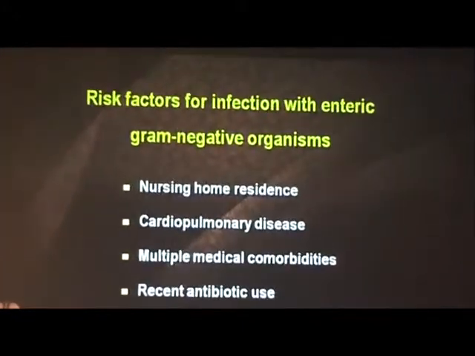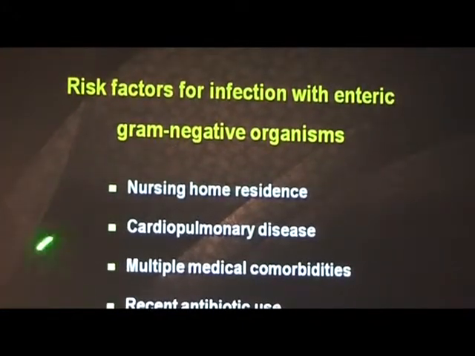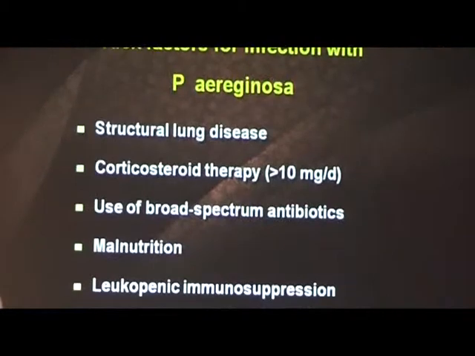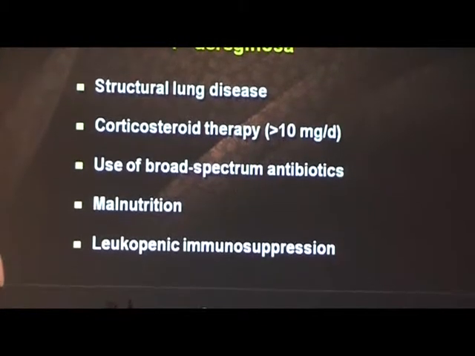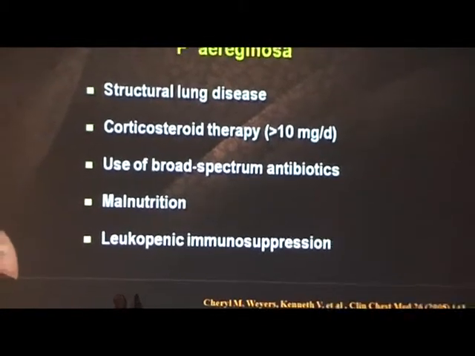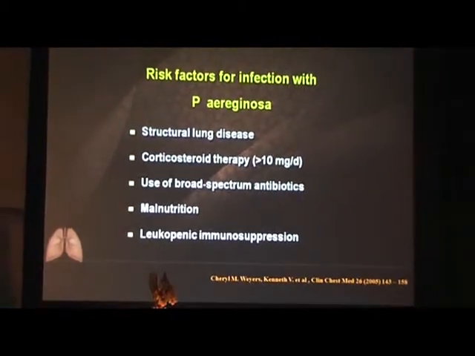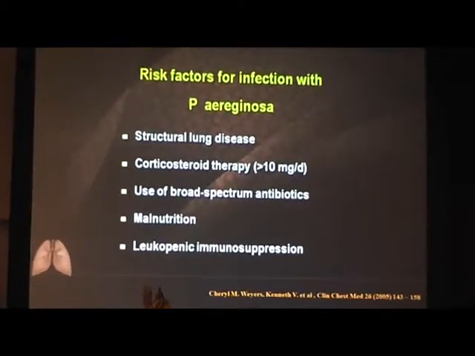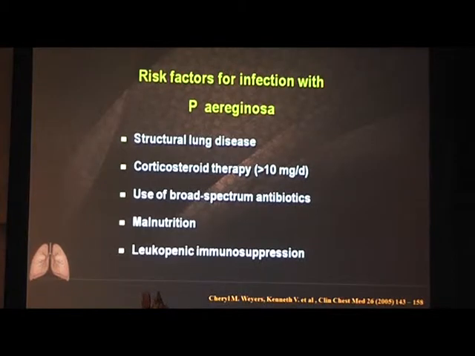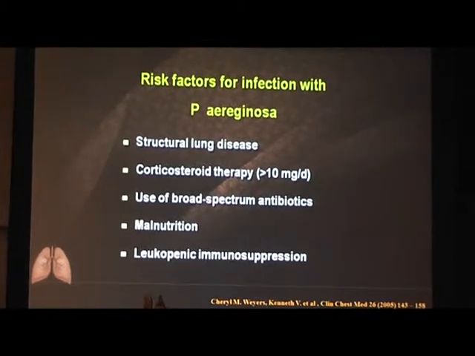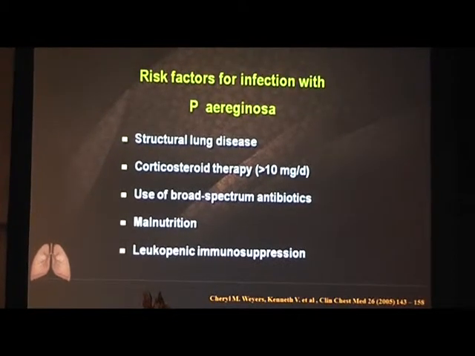Where do you get enteric gram-negative organisms? Nursing home residents, cardiopulmonary disease, multiple medical comorbidities. Pseudomonas: always look at a disorganized lung. I think that's very important. You have structural lung damage, 8 out of 10 you have pseudomonas. There's no question about it. You have bronchiectasis, 8 out of 10 you have pseudomonas. You have post-tubercular sequelae, 8 out of 10 you have pseudomonas.